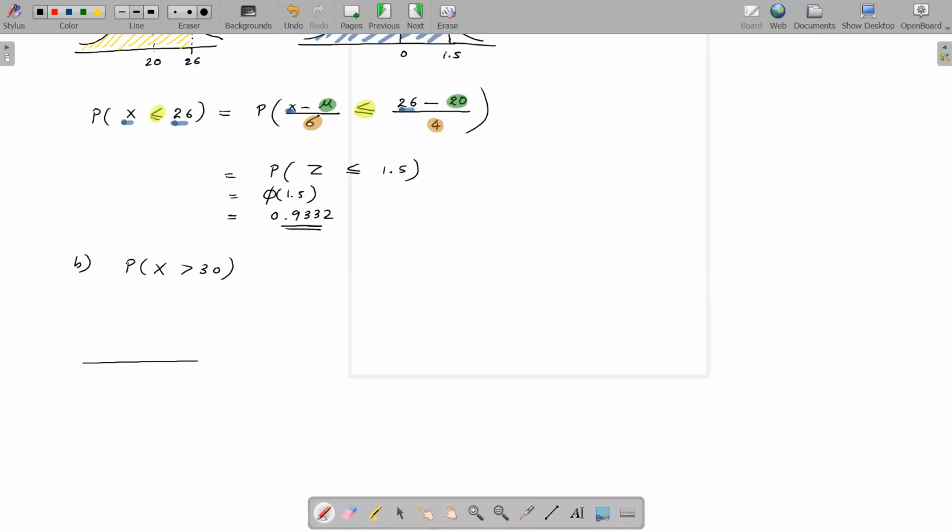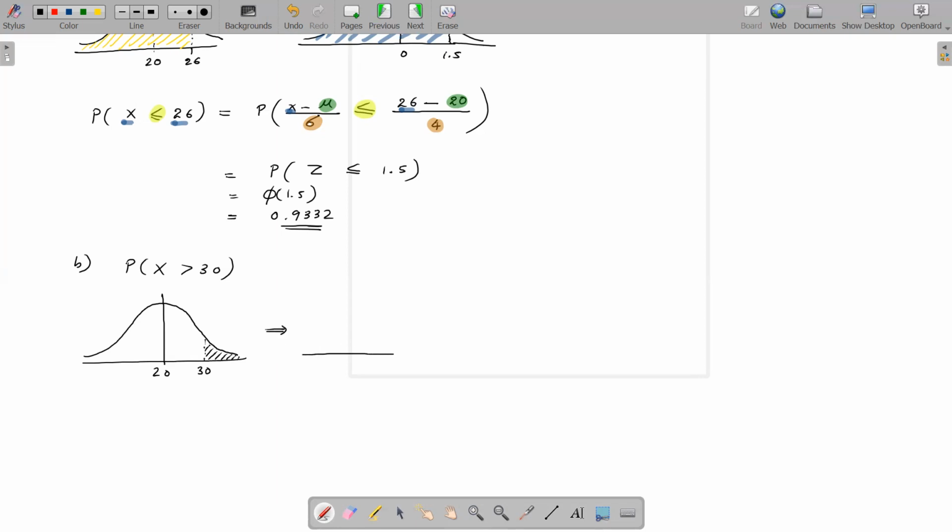So if you draw the graph, the mean is 20. You don't need to always draw this, but I just want to always give you a visual idea of what's going on. This is 20. Here you have 30. You need the area in front of 30. This is what you need. So you know what you do here?